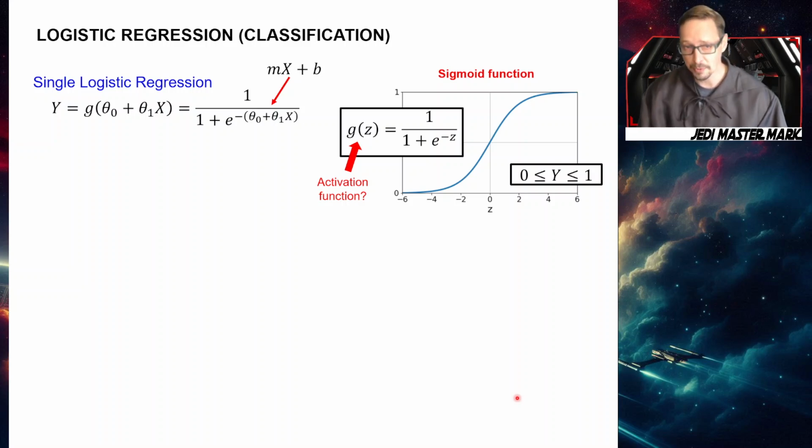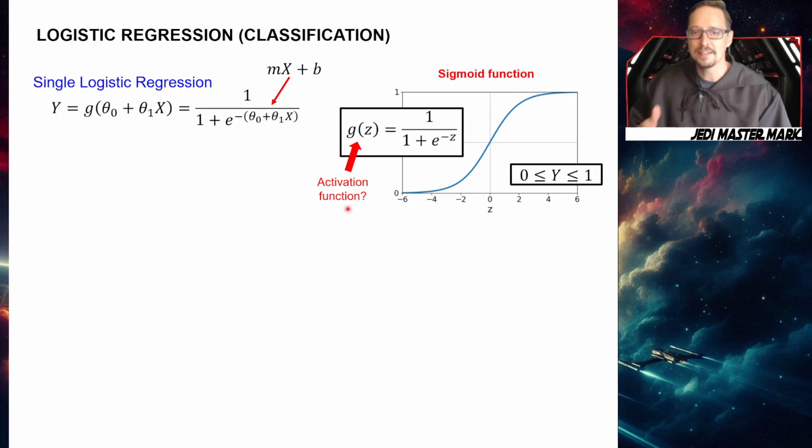So logistic regression is going to take actually the linear part though. Instead of just x, let's go ahead and insert our linear regression into that value. So now you have theta naught plus theta 1 times x, so your input. And this would be an example of single logistic regression.